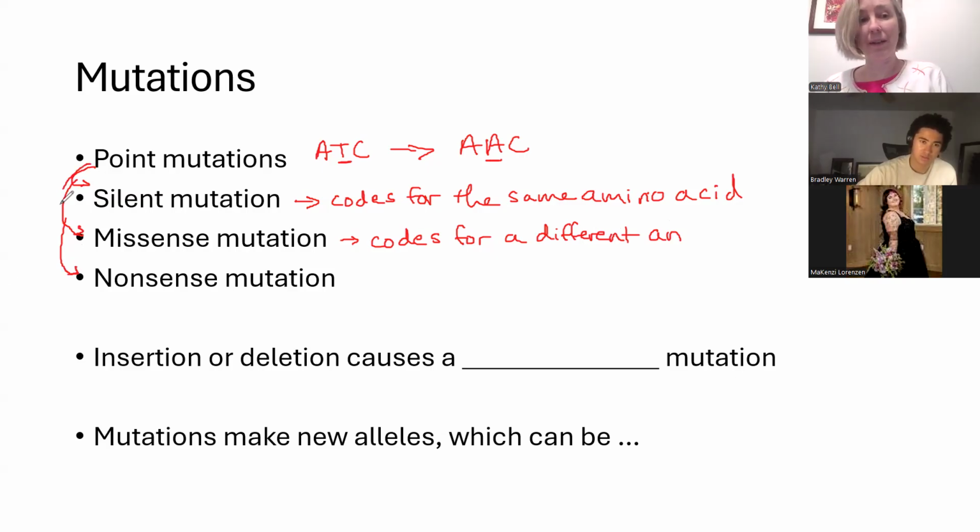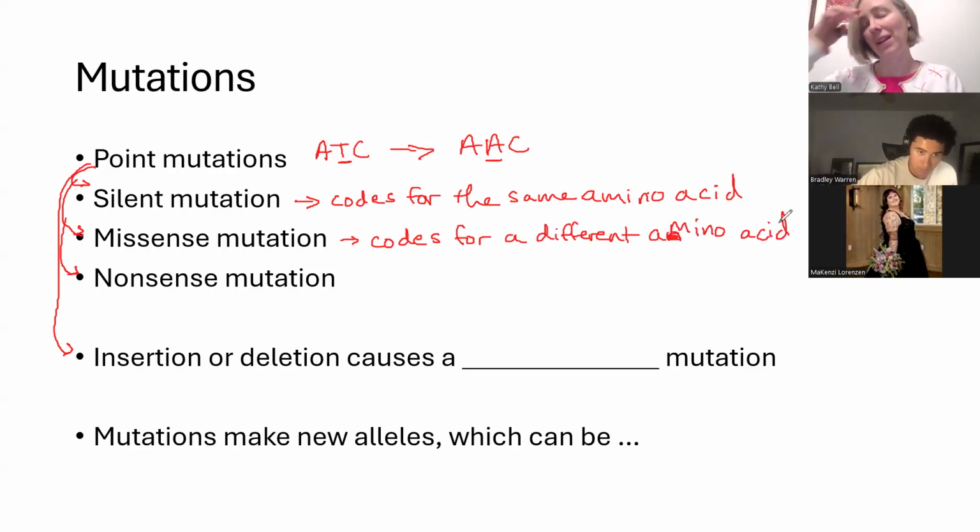And it could also end up being an insertion or deletion as well. A point mutation just says that, hey, you're just changing one spot in the DNA. That's all it means.